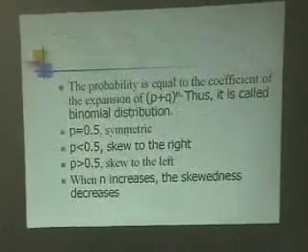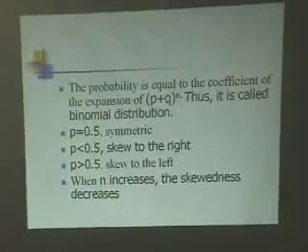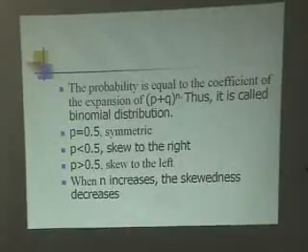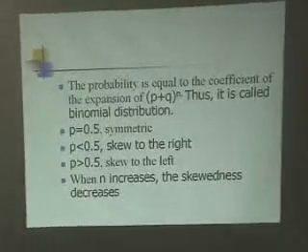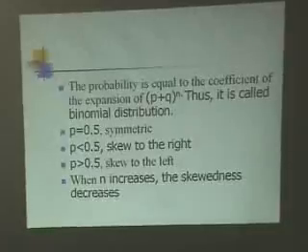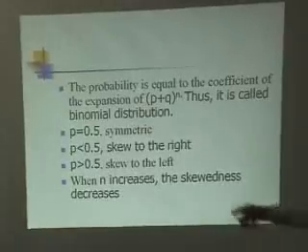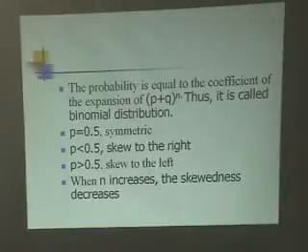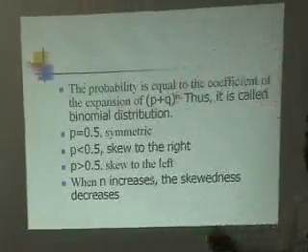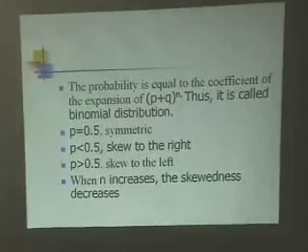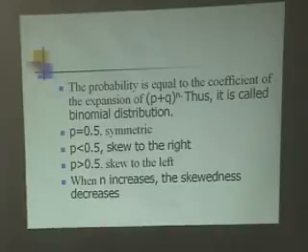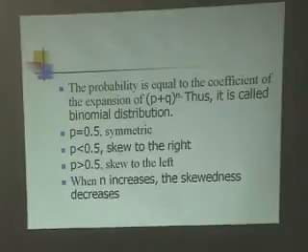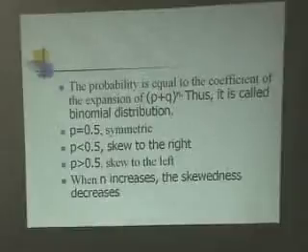Let us move on. The probability is equal to the coefficient of the expansion of p plus q to the nth power. That's the reason we say this kind of distribution is called binomial distribution. So this is a binomial form. When p is equal to 0.5, it is symmetric. When p is less than 0.5, it's skewed to the right, and p greater than 0.5 is skewed to the left. Now let me briefly explain what is skewed to the right and skewed to the left.